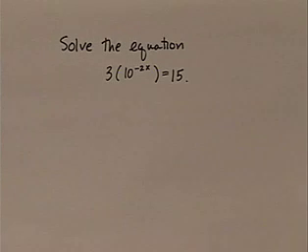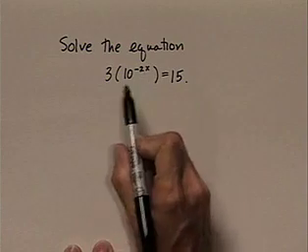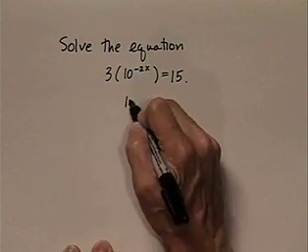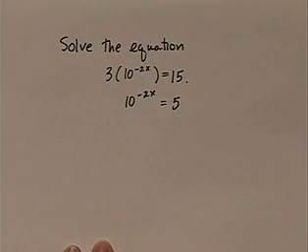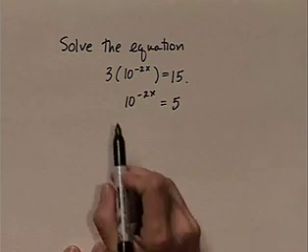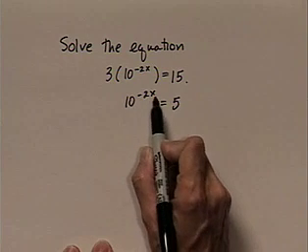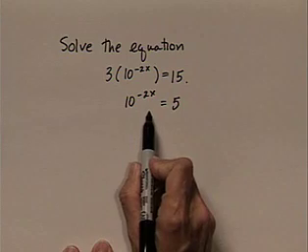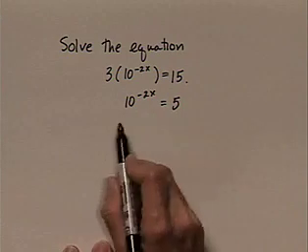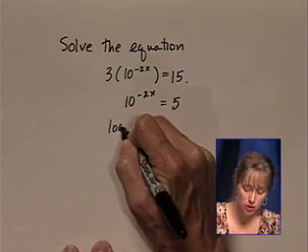Here's what we want to do. We want to solve the equation 3 times 10 to the negative 2x equals 15. The first thing to do is to isolate this exponential piece, so I'm going to divide each side by 3. So I get 10 to the negative 2x equals 5. Now, using that first inverse property, I know that log of 10 to some power will just be that power. So I want to take the logarithm base 10, the common log, of the left, but I have to do the same thing to each side of the equation.